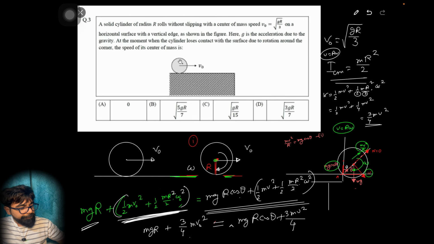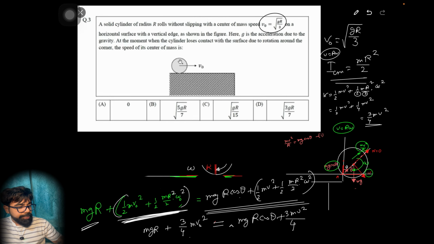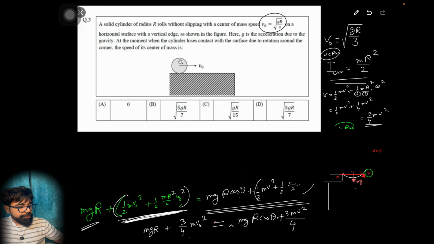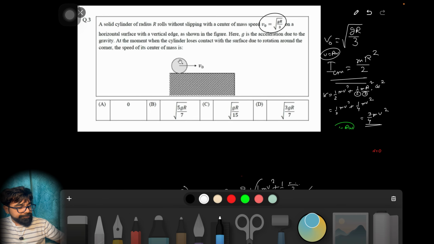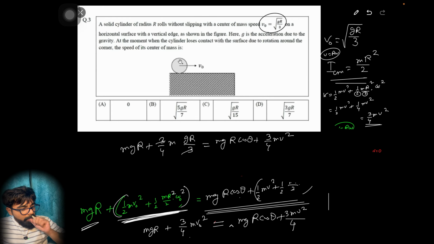Now put the value of v naught. So what is the value of v naught? It is given in this problem here. It is root under gr by 3. So if I substitute the value, what am I going to get? I'll just erase this diagram and let us do the calculation. I'm going to get mgr plus 3 by 4 m v naught square, which is root under gr by 3 whole square, so gr by 3. The 3 cancels out, and this gives me mgr cos theta plus 3 by 4 mv square.